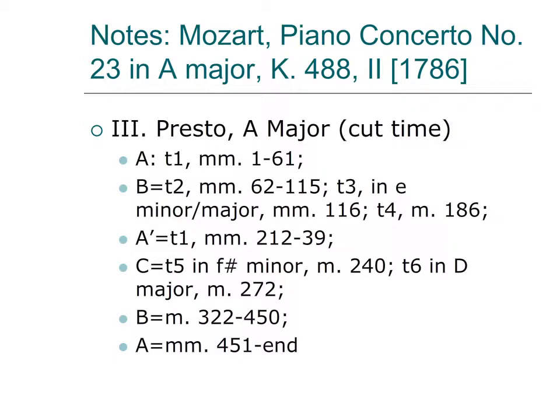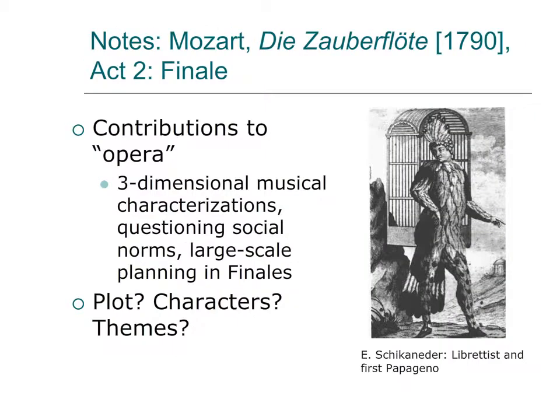and his operatic writing. Die Zauberflöte, known in English as the Magic Flute, was Beethoven's favorite of Mozart's operas. I say opera in quotation marks because the Magic Flute is actually a German Singspiel, having spoken dialogue between musical numbers. Still, it embodies many of the same innovations of Mozart's Italian opera buffa style, including three-dimensional characterizations, questioning of social norms, and large-scale planning, especially in finales.